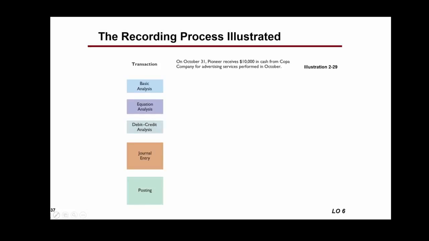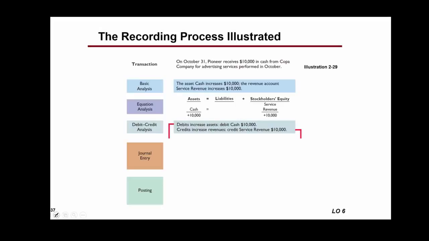Did they receive money in cash or was it on account? Cash. So we know that cash will increase by 10,000 and revenue will also increase by 10,000, right? When cash increases, what do we do? We debit cash 10,000 and we credit service revenue 10,000 to indicate that service revenue has also increased. The journal entry, again remember the date, then you have the debit account, credit account, and the amounts that correspond to each one of them. And underneath that you have the explanation. Any questions?